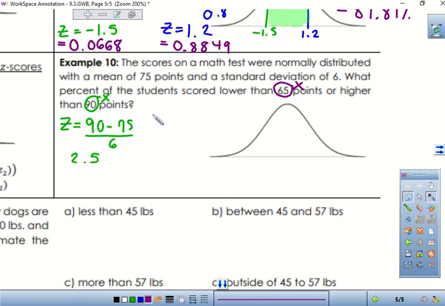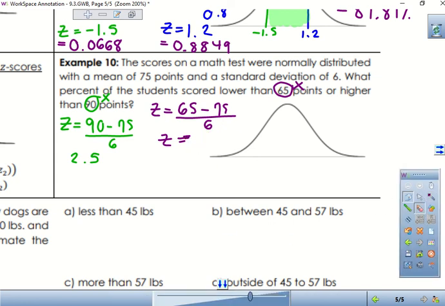And the other one I'll do in purple. Z is equal to 65 minus 75 divided by 6, which comes out to be negative. This is a negative. It doesn't look that obvious. Hang on, I'll redraw it. Negative 1.67.